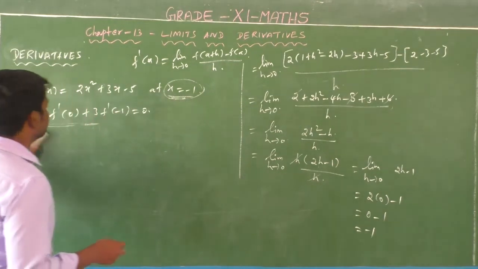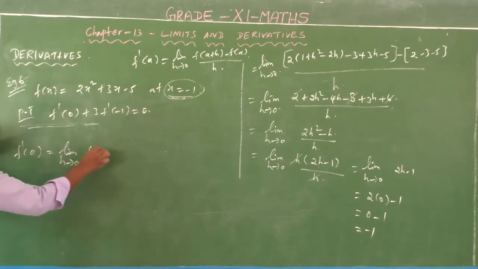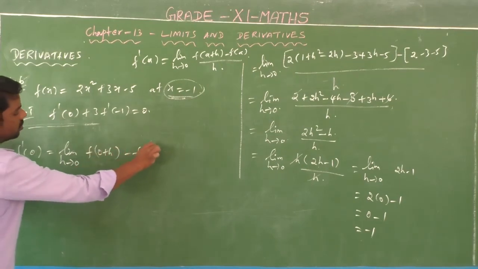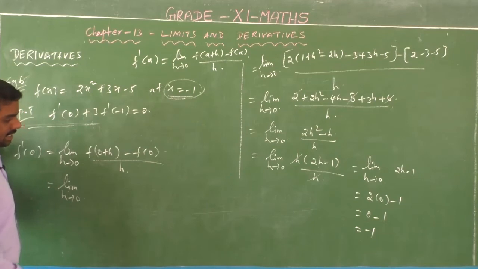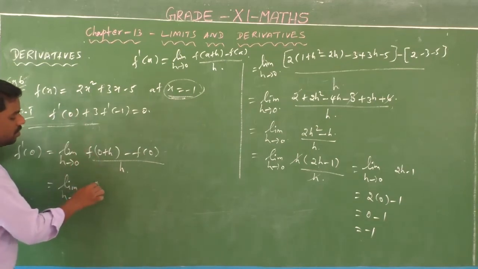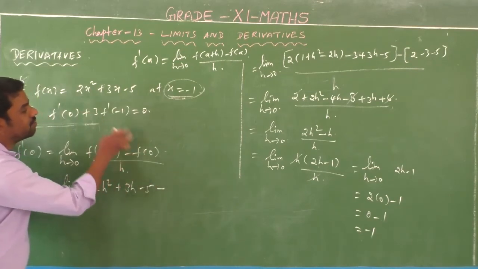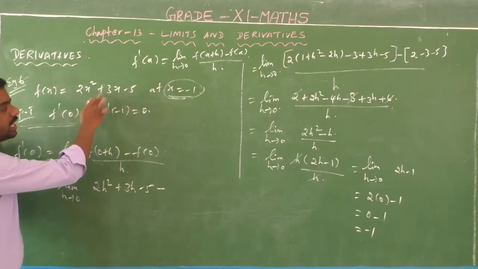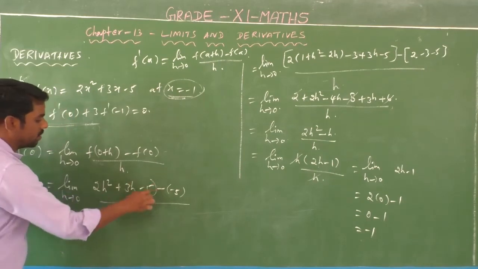find f dash of 0. So f dash of 0 is equal to limit h tends to 0 of f of 0 plus h minus f of 0, divided by h. So f of 0 plus h means f of h. f of h is equal to 2h squared plus 3h minus 5, minus f of 0. f of 0 means 2 into 0, 3 into 0, minus 5. So minus 5, minus of minus 5, divided by h.